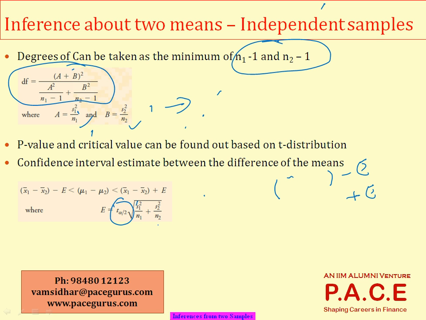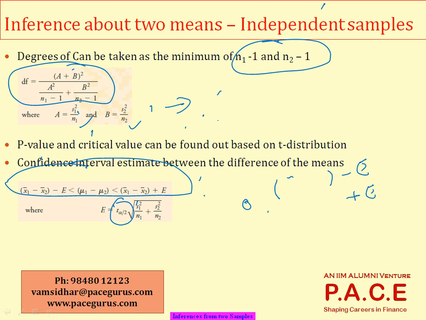Based on that, I will get my margin of error, subtract that margin of error from the difference, and add that margin of error to the difference. So this gives me the confidence interval. And whatever is the hypothesized value, let's say my hypothesized difference between the two means is 0, then 0 should be present in this confidence interval. If 0 is not present in this confidence interval, then I will reject the null hypothesis and say that the means of these two populations are different.